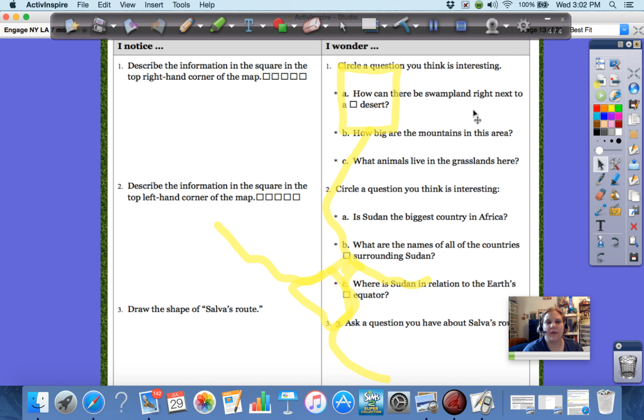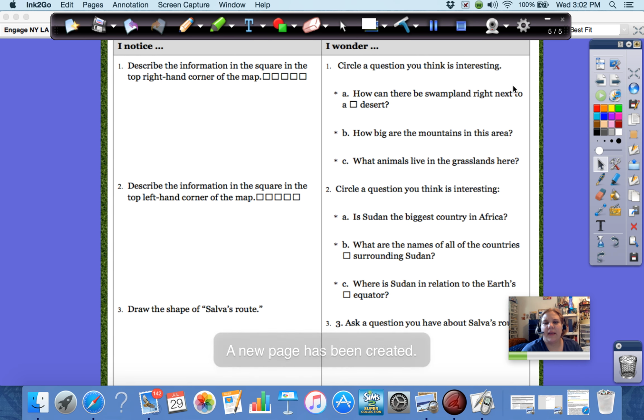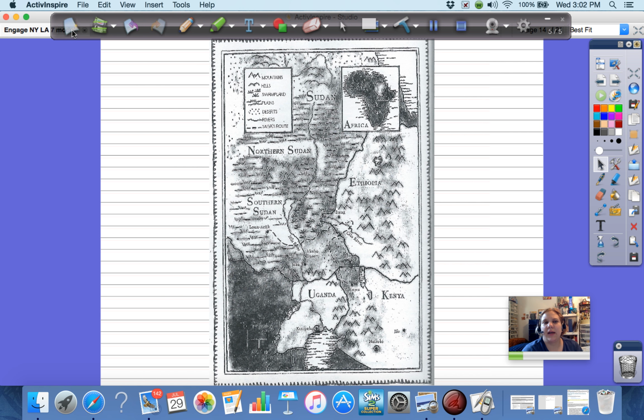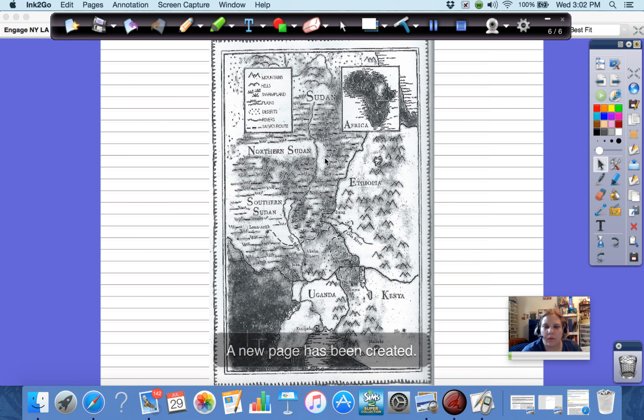Describe the information in the square in the top left-hand corner. Well, it's showing you it's a continent, and this is kind of a blow-up of some of the countries. And then, do you think these are interesting? How can there be a swampland right next to a desert? And you would kind of just study the map, okay? So I'm looking here. I'm seeing there's mountains, hills, swampland, plains, deserts, river, savannas, route. I see here, oh, here's Sudan. Oh, here's southern Sudan, Ethiopia. There's mountains here.